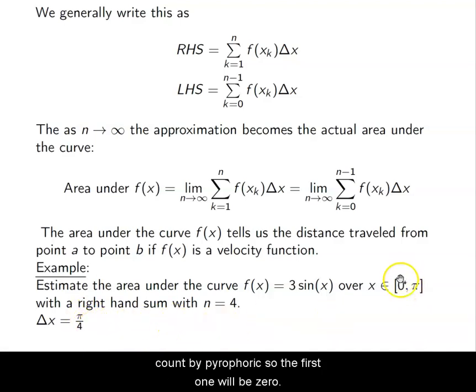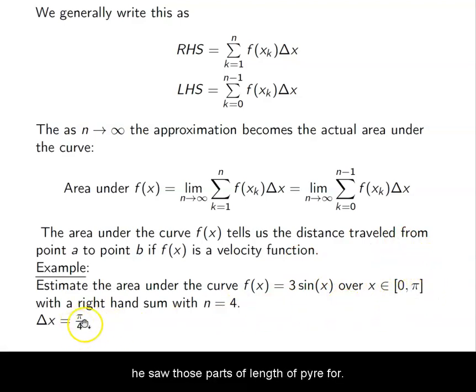So the first one will be 0. Our next x value of interest is pi over 4, then pi over 2, then 3 pi over 4, and then pi, right? So that's the breakdown of the interval that we want. We break it into 4 equal parts, each of those parts a length of pi over 4, right?